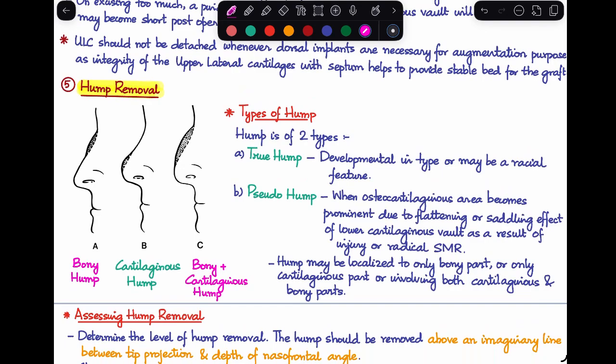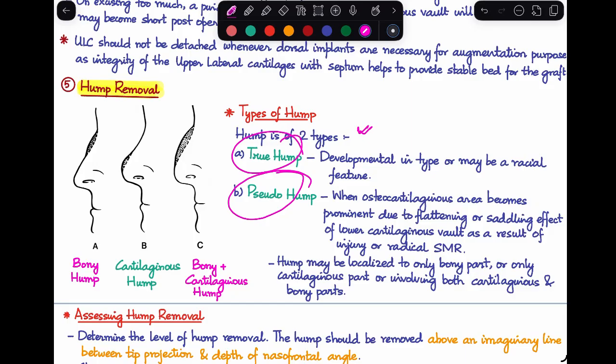Now, before we go into hump removal, first let's try to understand what are the different types of hump that we can come across. First of all, we can have a true hump or a pseudo hump. True hump is basically developmental in type, or it can be a racial feature as well. Pseudo hump is when the osteocartilaginous area becomes too prominent due to flattening or saddling effect of the lower cartilaginous vault as a result of either some kind of trauma or a radical submucous resection of the septum. So these are the two different types of hump that can be there.